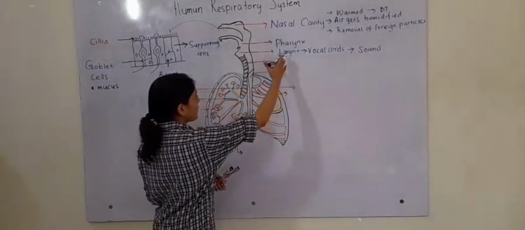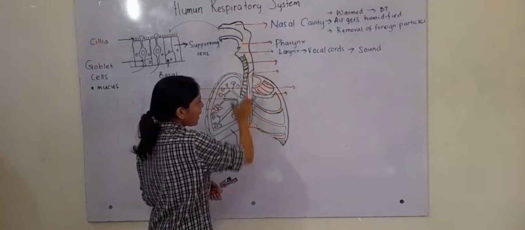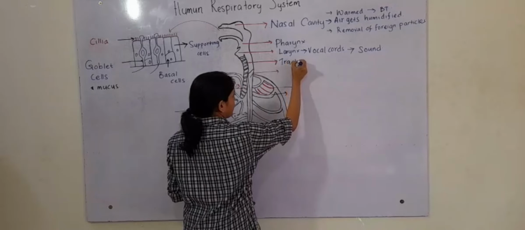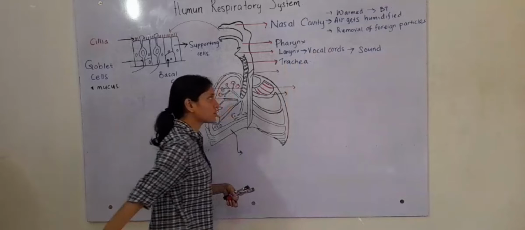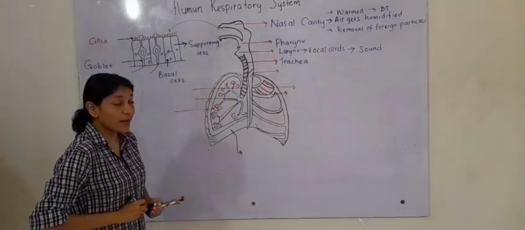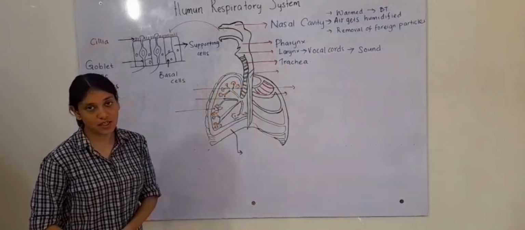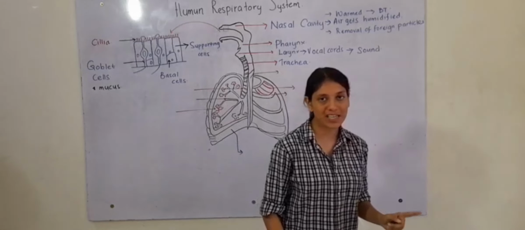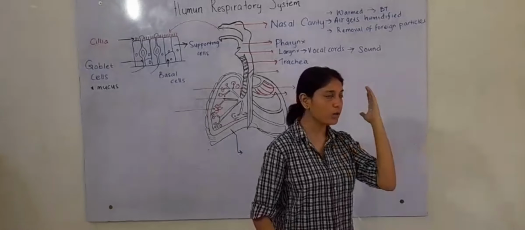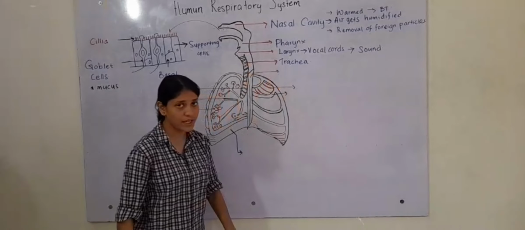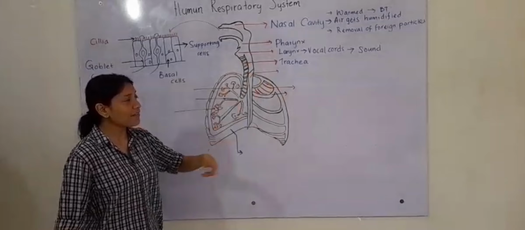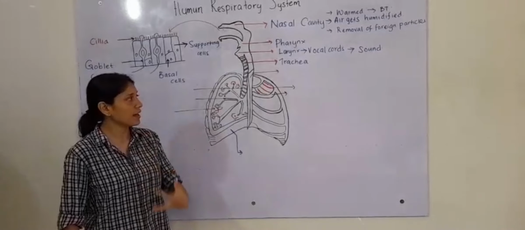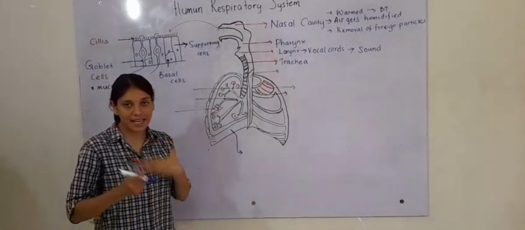Understood? So below the larynx, people, there is a tube-like structure called the trachea. Understood? So this trachea is surrounded by cartilaginous rings. Okay, C-shaped rings are around the trachea. So why is that? Your airways have to be kept open. Every time, people, your airways have to be kept open.